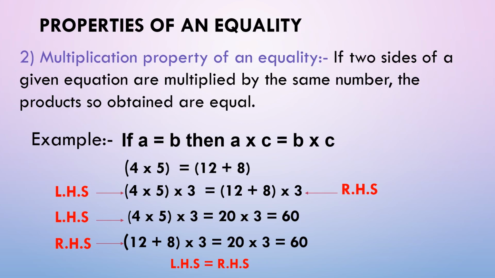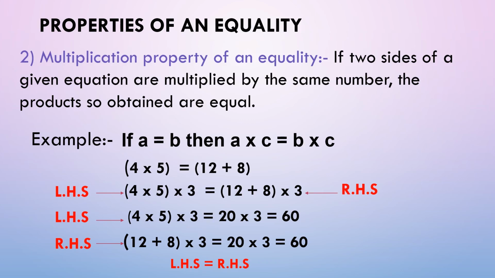Now the next property is the multiplication property of equality. If two sides of the given equation are multiplied by the same number, the products obtained are equal. For example, if A is equal to B, then A into C is equal to B into C. Now here LHS is what? 4 into 5 and RHS is 12 plus 8. Now you have both sides, LHS and RHS, and you have to multiply with 3.